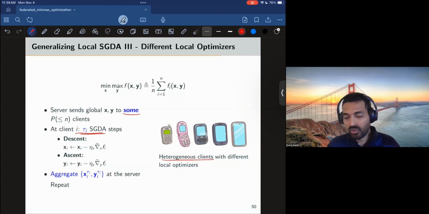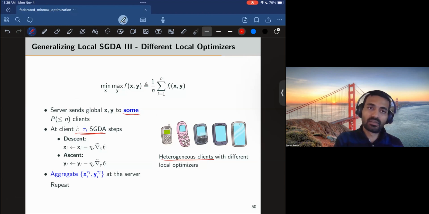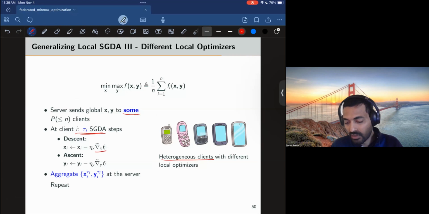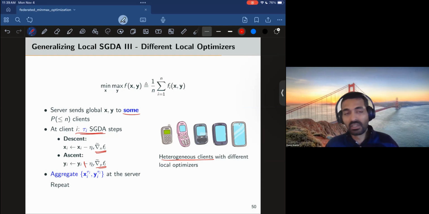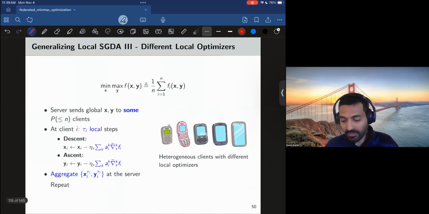Now, as I discussed earlier, because different clients have different kinds of devices, they have different computation speeds, right? So it doesn't make sense to force all the clients to use the same optimizer, right? We are forcing everyone to use SGDA, but this doesn't make sense. What if someone has more capability and can use a more advanced optimizer? It turns out we can even allow that.